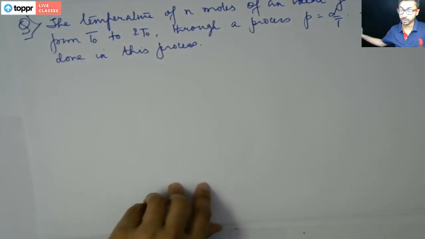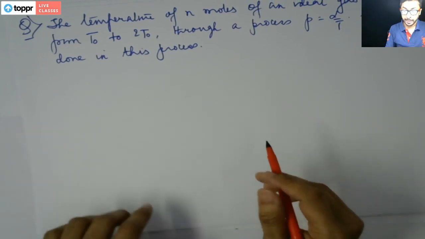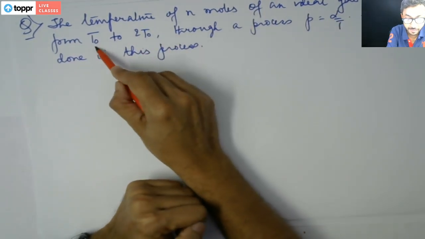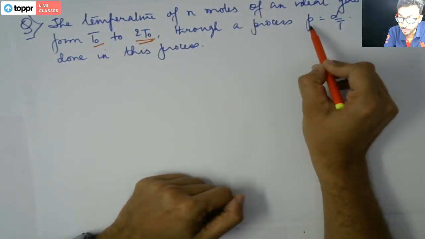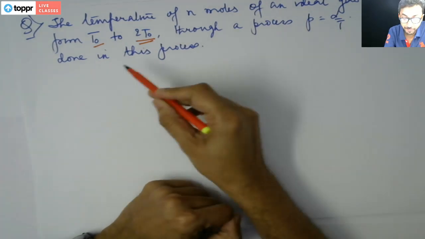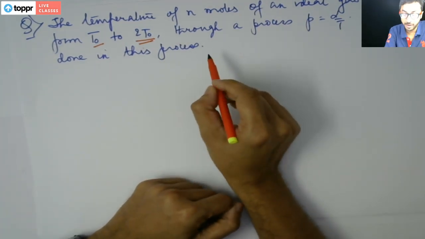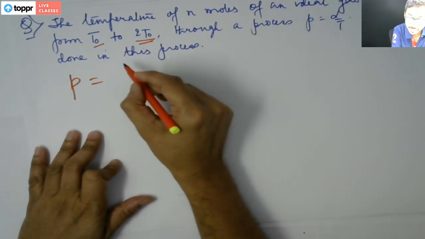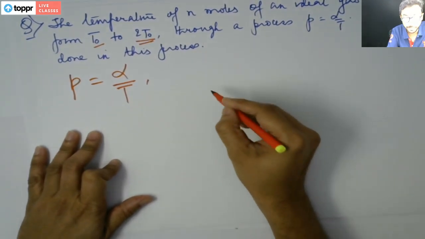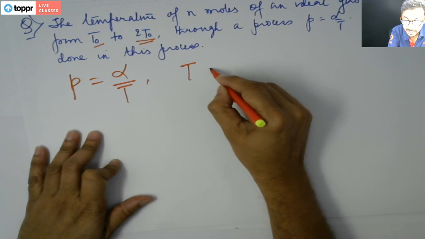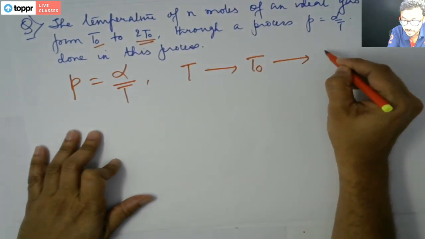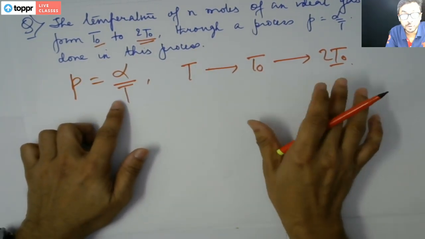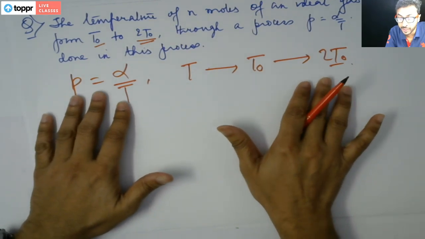Okay. Short of time, we'll do this last problem for today. The temperature of n moles of an ideal gas is increased from T0 to 2T0 through a process P equal to alpha T. Find work done in this process. First of all, the change in pressure with temperature is alpha T, and the temperature is varying from T0 to 2T0. Now there is no variation with the volume.